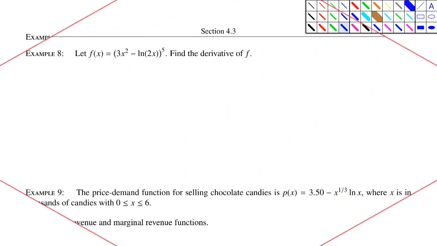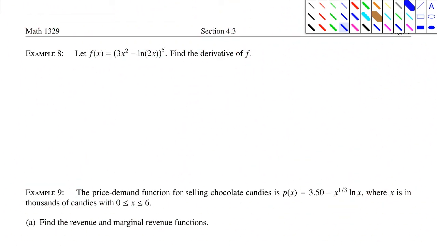Let's look at a little harder example with example number 8. Let f of x equal 3x squared minus the natural log of 2x, all of that raised to the 5th power. So we're going to use multiple chain rules on this one. And the outer derivative piece is going to be a power rule.